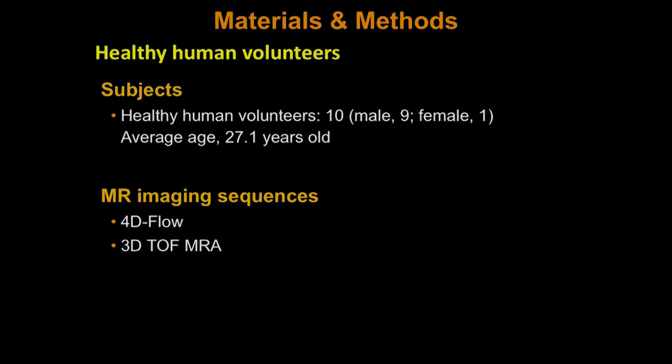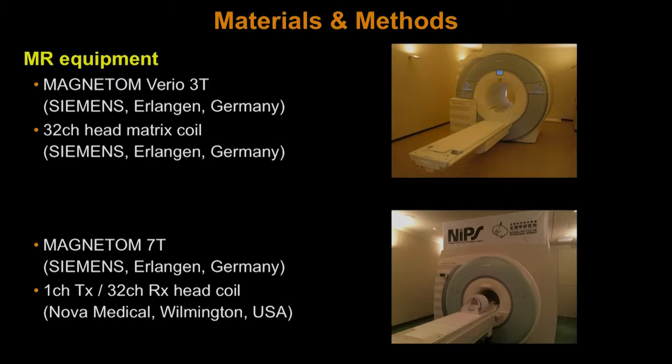And 10 healthy human volunteers were involved in this study, and we performed 4D flow imaging and 3D TOF MR imaging for the healthy human volunteer study. We used the 3 Tesla magnet and 7 Tesla magnet manufactured by Siemens.